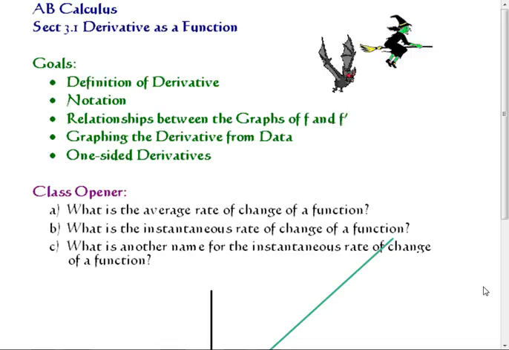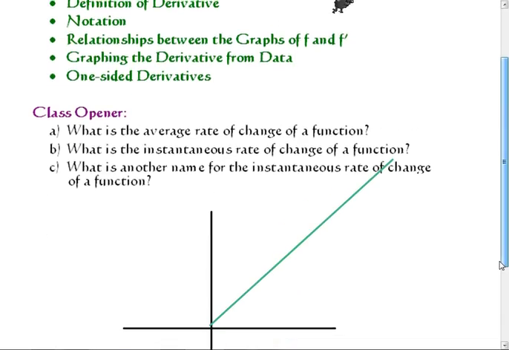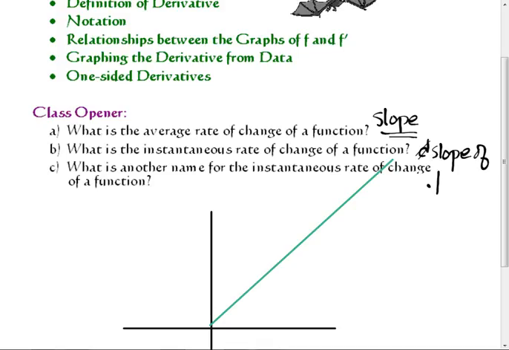What is the average rate of change of a function? It's the slope. Okay, so it's the slope. And they'll give you the endpoints, so it'll be quite obvious. What's the instantaneous rate of change? That's the slope of the tangent line. Another word for it is a derivative.